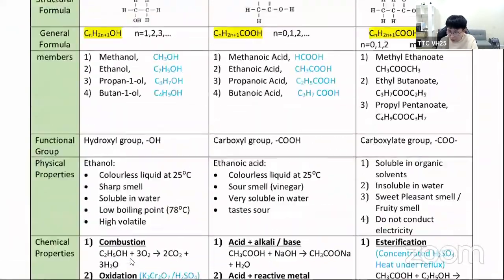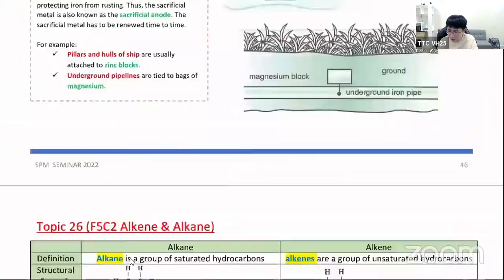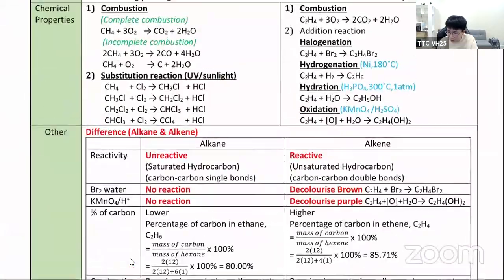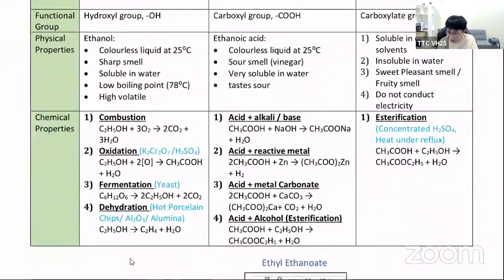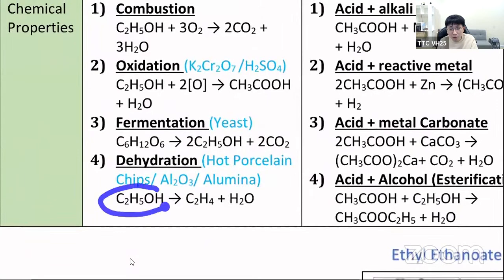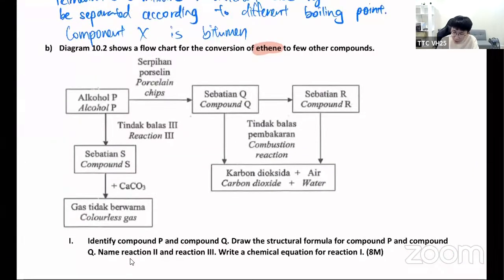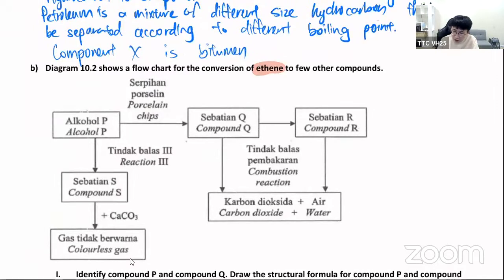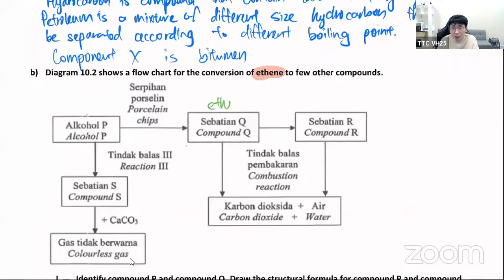Your alcohol can undergo dehydration by adding hot porcelain chip and turn into alkene. Alcohol becomes alkene. Because the question says this is ethene, we say this is ethene. So since we know this is ethene, what do you think P is? P is supposed to be what? Ethanol, correct.